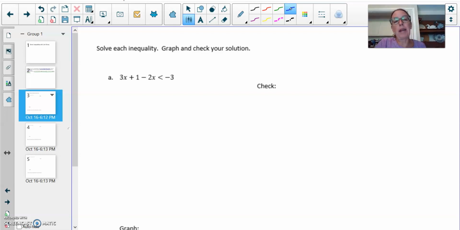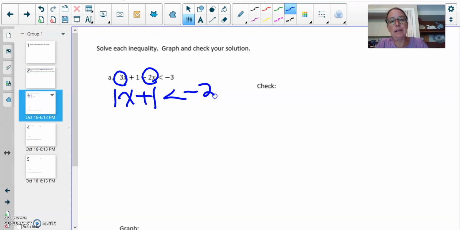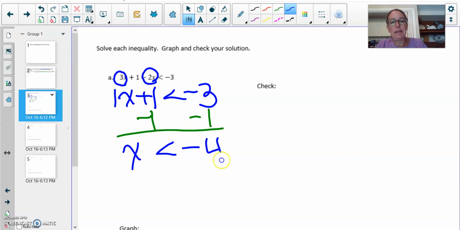3x plus 1 minus 2x is less than negative 3. So I first start by combining 3x minus 2x. So 3x minus 2x becomes 1x. So my inequality becomes 1x plus 1 is less than negative 3. Now I have it simplified, so I can start doing my inverse work. Subtract 1 from each side. So I get 1x, or x, is less than negative 4.